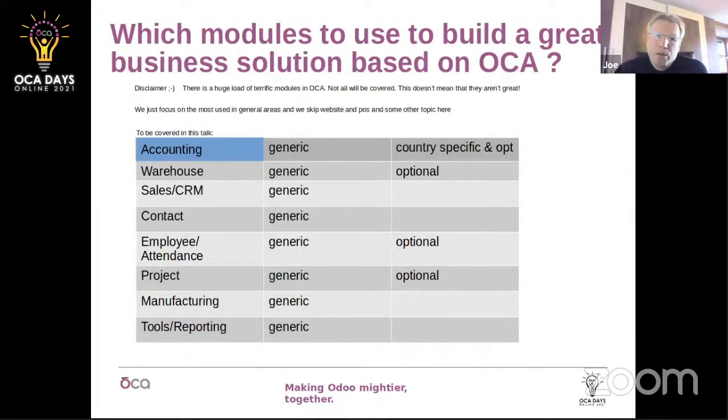So, which modules to use? We have actually put in a little disclaimer here because there's such a lot of terrific modules on the OCA. There's probably a couple of them that are going to be left out today, and you might say, those are important, really. Of course, it depends on the scenario of the client, and it depends also on your particular practice of how you're doing it. For instance, just the former talk was on OpenUpgrade.